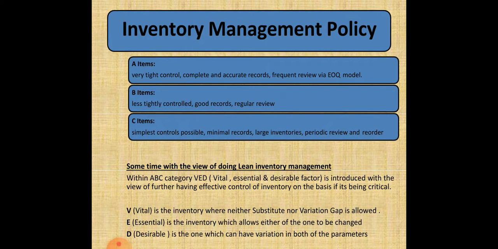So that is the inventory management policy as per ABC analysis. There is another model called VED analysis, that is vital, essential and desirable. Vital is the inventory where neither substitute nor variation gap is allowed. Essential is basically what we require these days, which allows either one to be changed. Desirable is one which can have variation in both of the parameters.